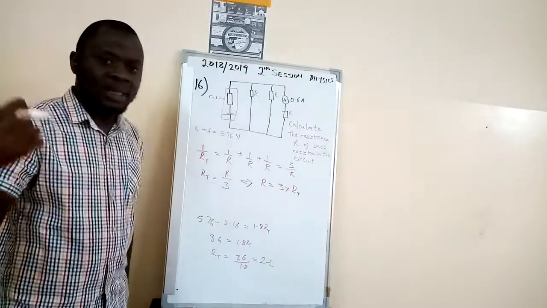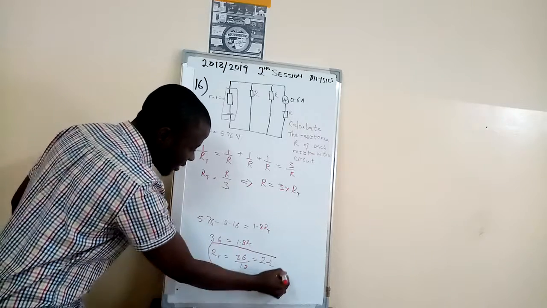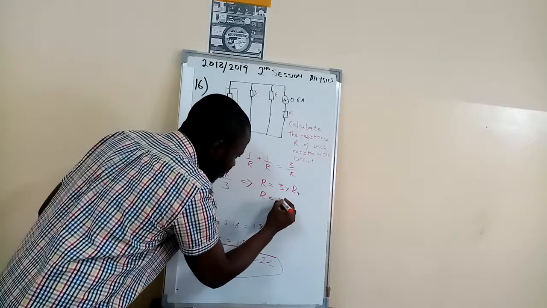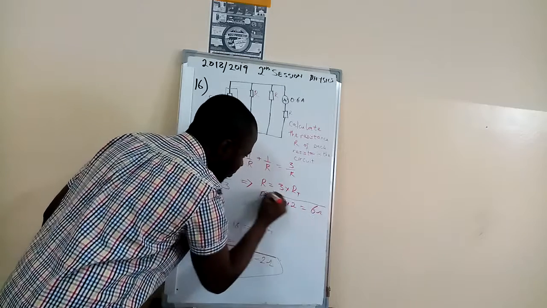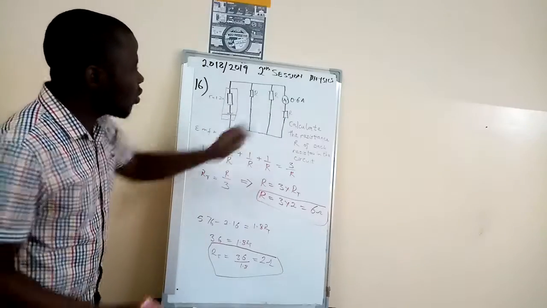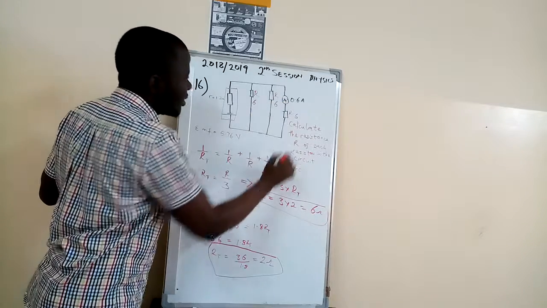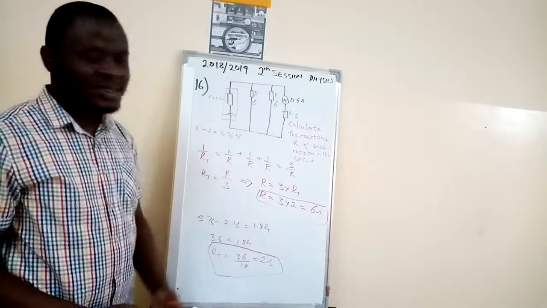In the last solution we found that our total resistance is equal to 2 ohm. So my resistance is equal to 3 multiplied by 2, which will give me 6 ohm. That means that each of these is equal to 6 ohm. This is 6, this is 6, and this is 6. And that's what we are asked to find. You can see how easy this can be.